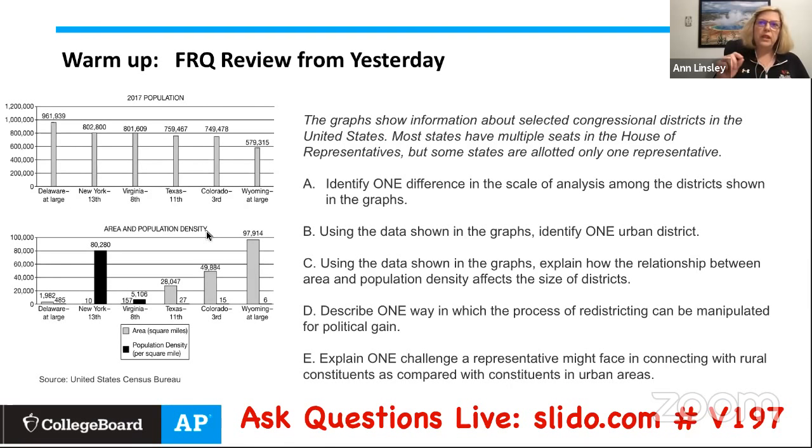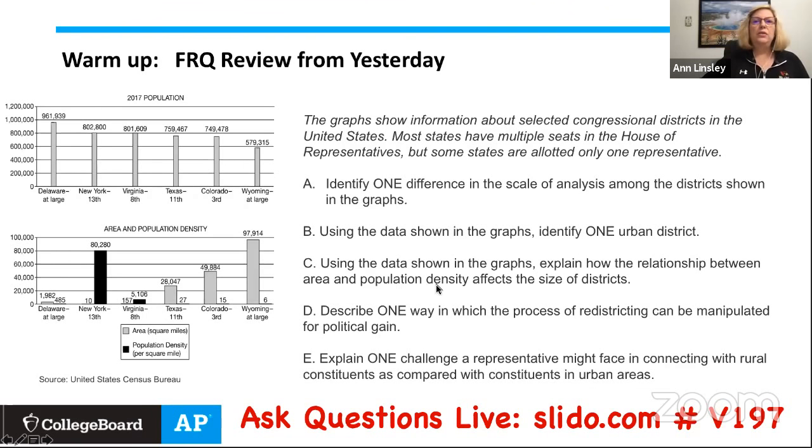So if I know that cities have a higher degree of density, then maybe I can deduce that the New York 13th district and the 8th district of Virginia must be in cities. Do I need to know what cities they are? No, it's not asking you that. It's asking you which district might be representative of a city. And the way I deduce that is by the population density. Okay, I hope that works for everyone.